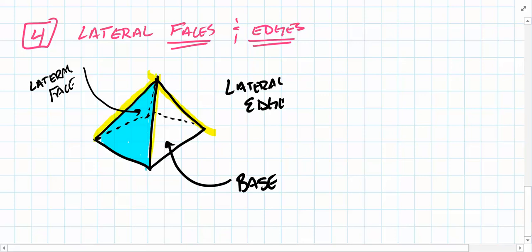So it's where the lateral faces meet. That's a lateral edge. So we have a base, lateral face. Yes, it is the one in the back that you can't see. Yes, nice job, Ben. Okay.